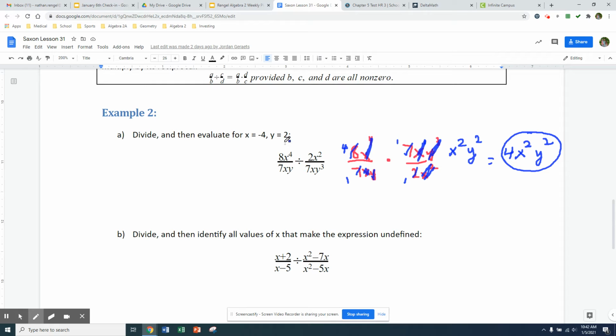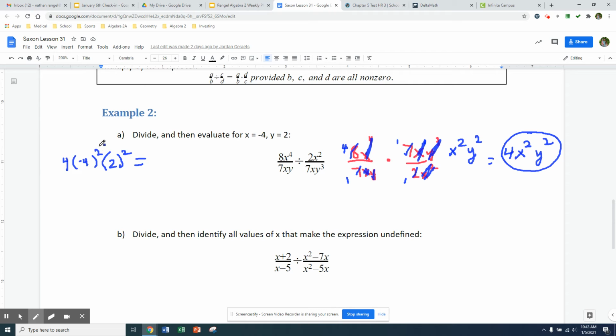Secondly, we'll put in -4 and 2. I'll just run over here to do that. So 4 times (-4) squared times (2) squared. And again, anytime you're putting a number in for a variable, you're going to want to go ahead and put that in parentheses. Then this could just be plugged into a calculator, or we can do some order of operations.